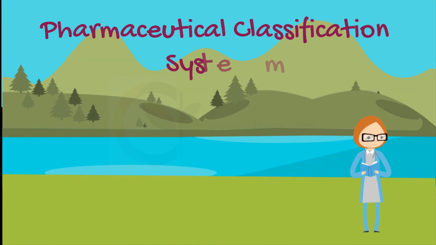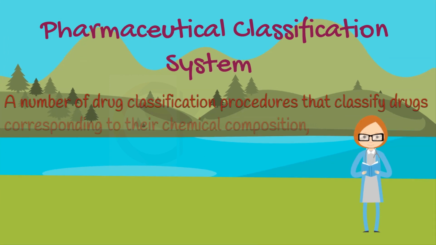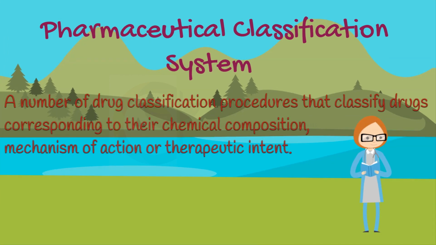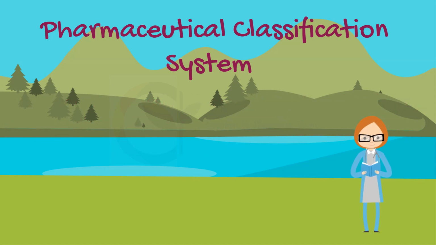The classification that we are going to consider next is the Pharmaceutical Classification System. The term Pharmaceutical Classification Systems refers to a number of drug classification procedures that classify drugs corresponding to their chemical composition, mechanism of action, or therapeutic intent. When drugs are classed by their mechanism of action or therapeutic effects, specific drugs may be positioned in more than one group. This results in a significant number of prospective classes of drugs.